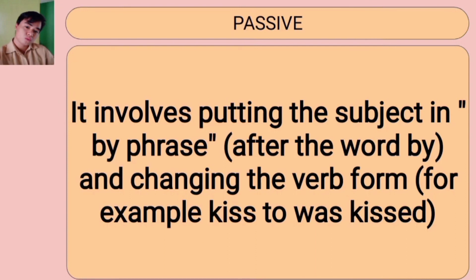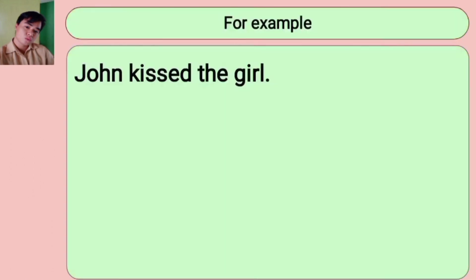The next one is passive. It involves putting the subject in a by-phrase after the word "by" and changing the verb form. For example, "kissed" to "was kissed." For example, Jan kissed the girl. We were to ask whether the girl is a constituent. We try to apply one movement test, which is the passive.